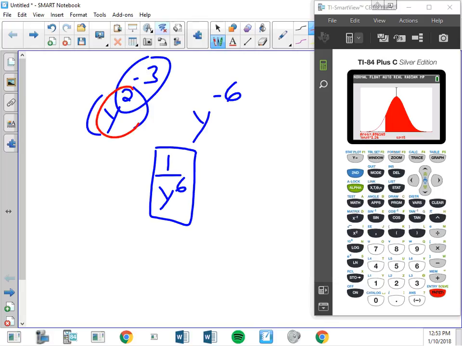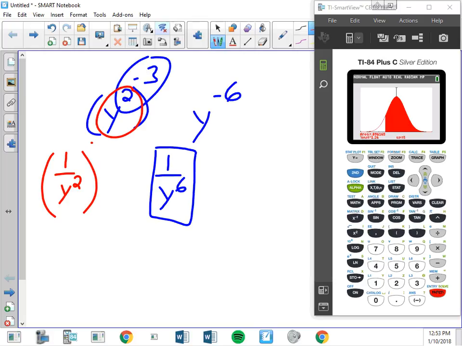What if I flipped it first? What would this look like upside down? 1 over y squared. And I'm going to raise that to the 3rd or the negative 3rd? The 3rd. The negative went away when I flipped it upside down. So now it moved. The 2 was positive, right?